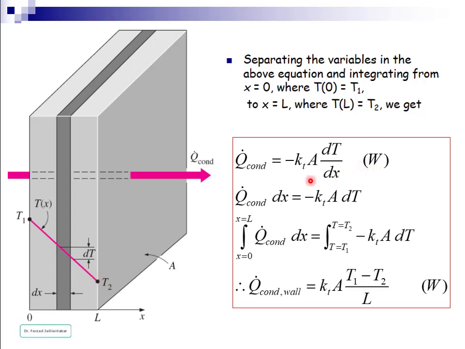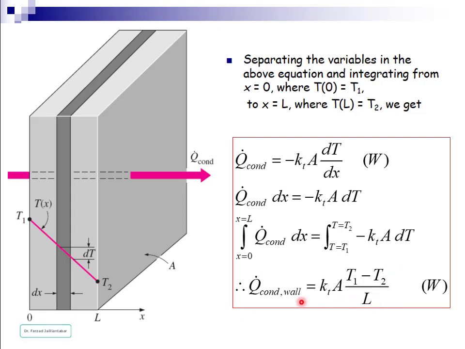By rewriting the above equation and rearranging, bringing dx to the left side of this equality, by integration from x0, where the temperature is T1, to L, where the temperature is T2, we can write this integration equality. By integration of this equation, we will reach this final equation for the conductive heat transfer through the wall.